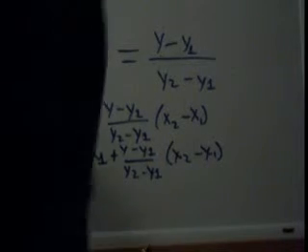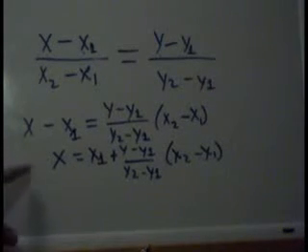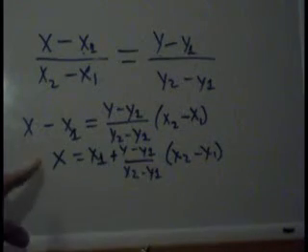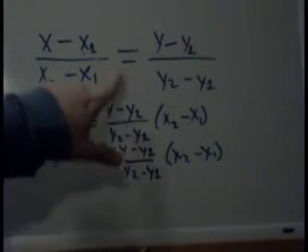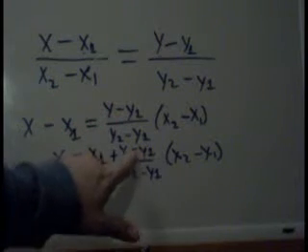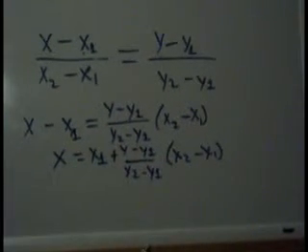Now, let me make sure that you're getting all this. Yep, you are. Very good. But in the end, that's what you're going to have. You're going to have x equaling x1 plus this ratio right here, and all this is going to be multiplied by that right there. And that's how you get linear interpolation. Whew. Wasn't that just fancy?